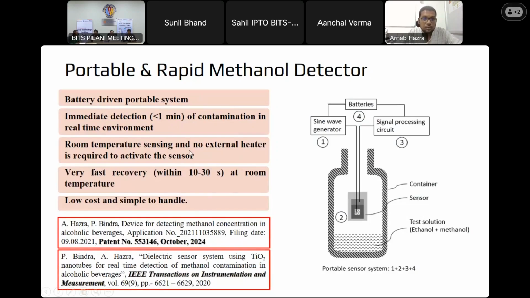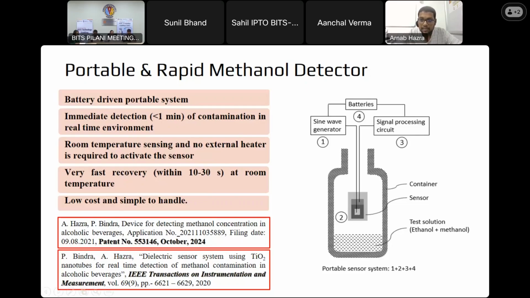This sensor needs no external heating. It can work at room temperature, and this is a very fast device. It can recover within 10 to 30 seconds, so the sensor will be ready for the next measurement within 30 seconds of the first measurement. Of course, it's very low cost and simple to handle.